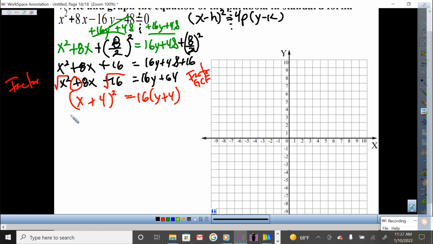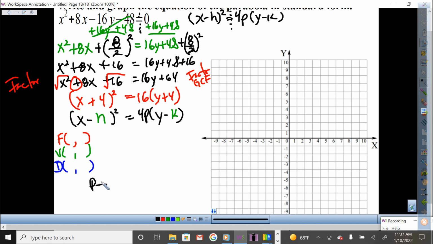So does that look like our standard form? Let me check. (x minus h) squared equals 4p(y minus k), this is h, and this is k. Yes, that does look like it. All right, so let's graph. What do we need to graph? 3 points: the focus, the vertex, the directrix point, and we need the distance between the points, which is p.